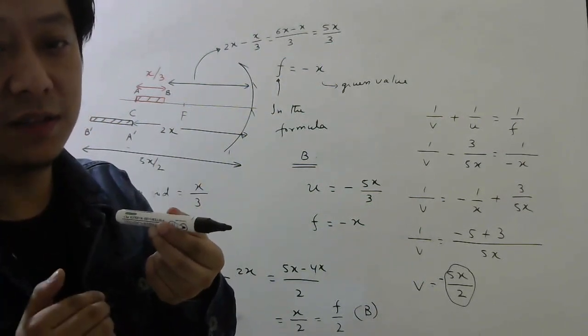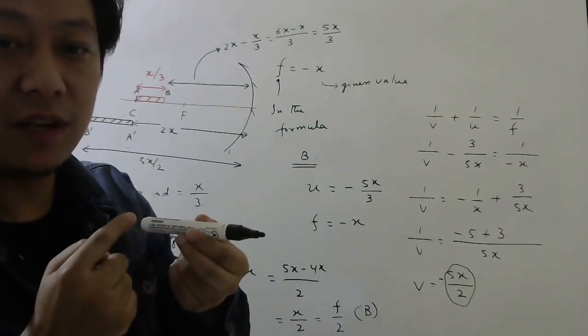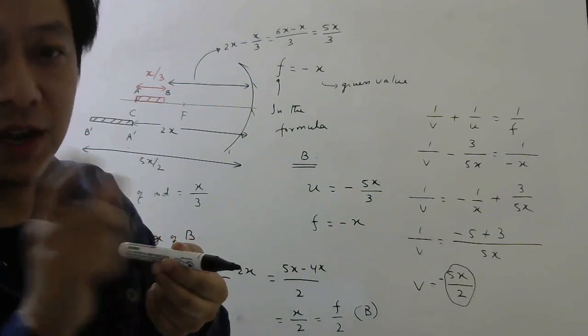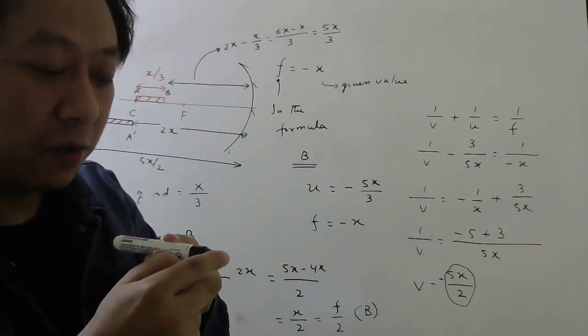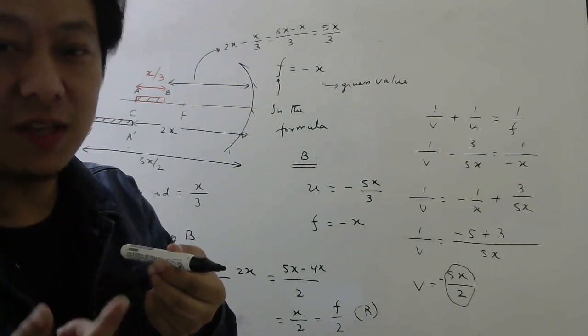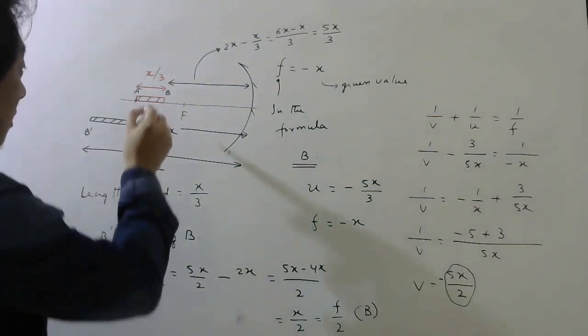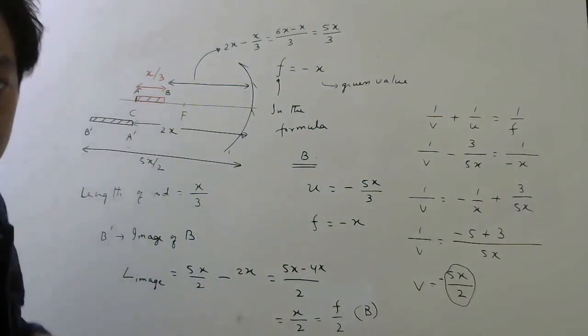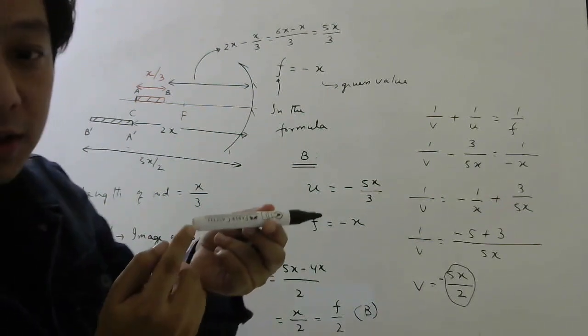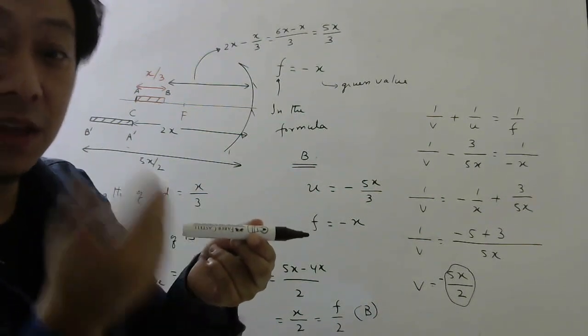So this way you have to find the length of the image when the object is kept parallel to the principal axis. Find the image of this point, find the image of this point. Then subtract those two. While finding the image of this one is very easy in this problem, because this end was at the center of curvature itself. So to find the image of this was very easy. It will be there only.